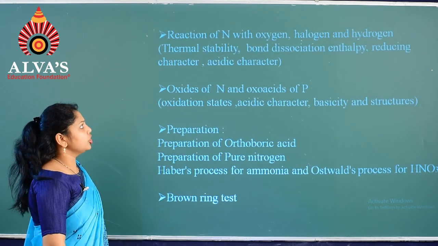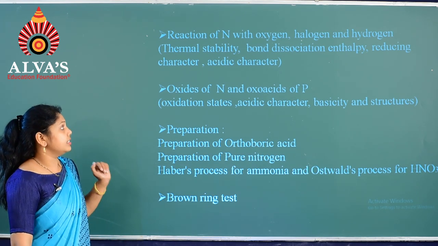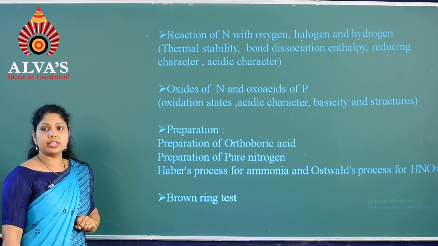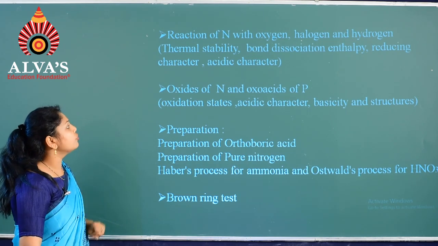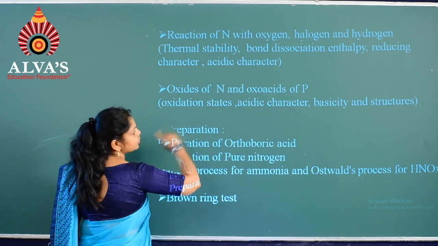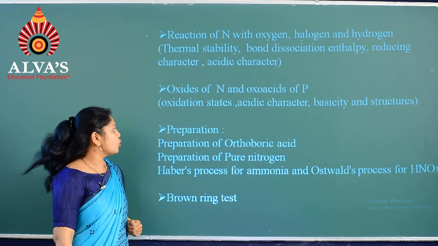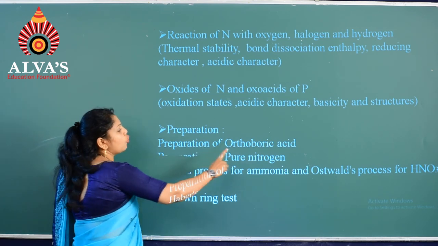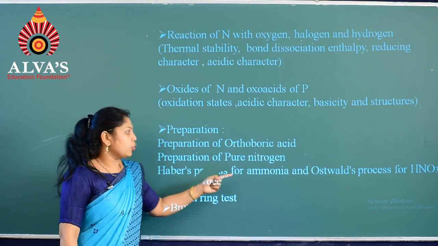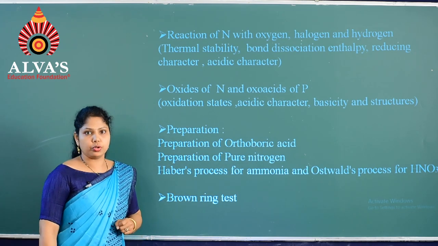Next, reactions of orthoboric acid, structure of diborane, allotropes of carbon, isotopes, oxidizing property of HNO3. Next, reactions of nitrogen with oxygen, halogen and hydrogen. So, the oxides, halides and hydrides. Regarding this, you have to remember the thermal stability, bond dissociation enthalpy, reducing character and acidic character in general, oxides of nitrogen and oxoacids of phosphorus. In this you have to remember the oxidation state, acidic character, basicity and the structure of all these oxides and oxoacids. In preparation, the preparation of orthoboric acid and preparation of pure nitrogen, Haber's process for ammonia and Ostwald's process for nitric acid. Last is the Brown ring test that you have to remember.